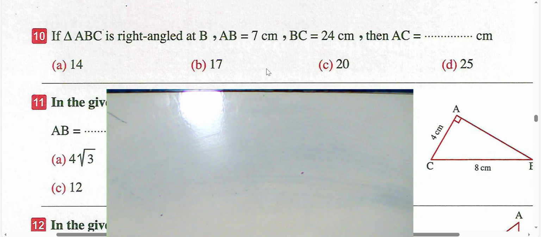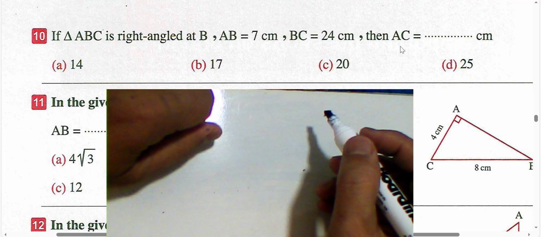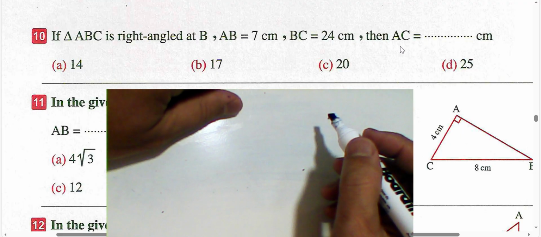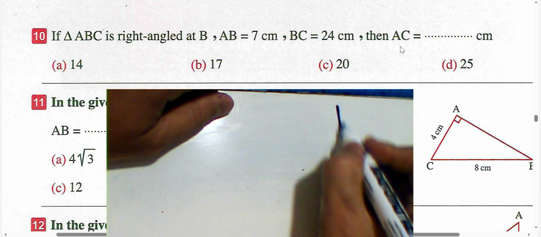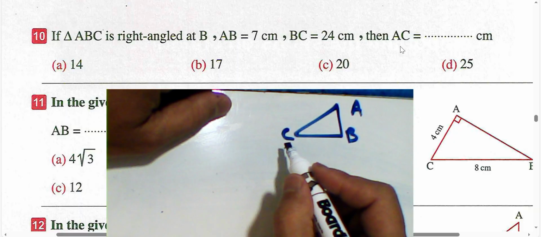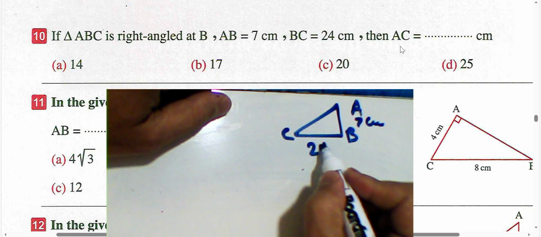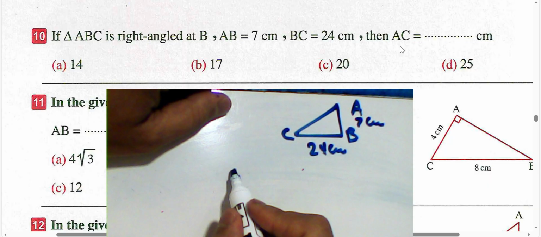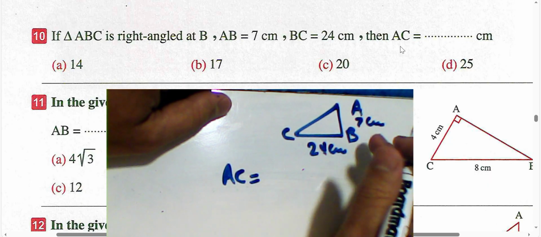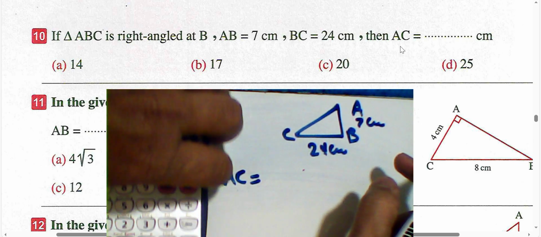Number 10. If triangle ABC is a right angle triangle at B, with AB equal 7 cm and BC 24 cm, then AC equals? We have a right angle triangle at B. AB is 7 cm and BC is 24 cm. Then AC equals 7 power 2 plus 24 power 2, and then find the square root of the answer.